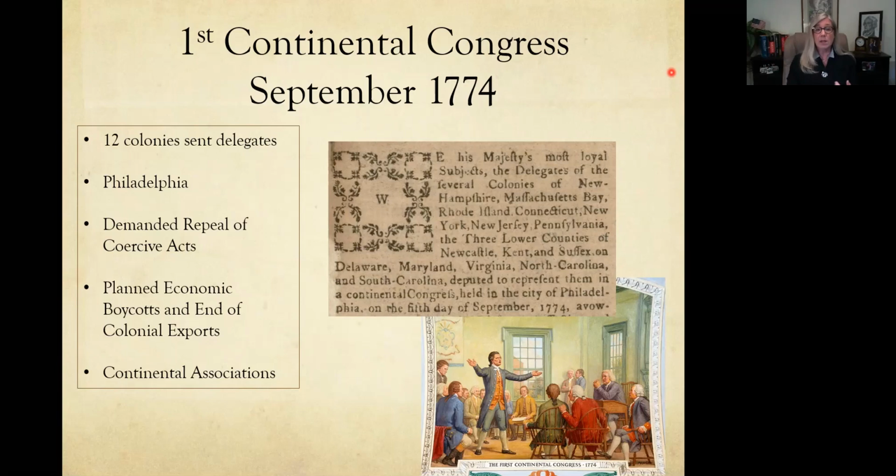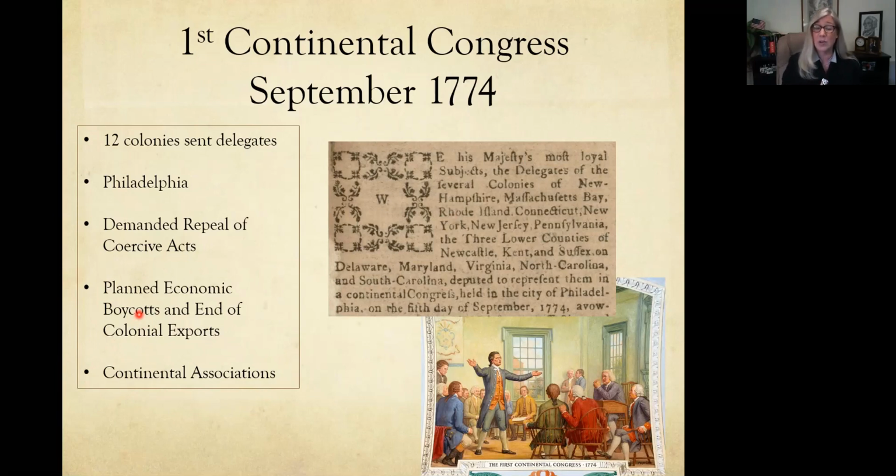They're going to, number one, demand that the Coercive Acts be taken off the board. And number two, they're going to implement another boycott, and it's going to be even more coordinated among all of these colonies. These continental associations are going to make sure that every colony is enforcing the boycott. And notice that they're adding on to this. Not only are they boycotting goods coming in from England, they're now going to stop exporting to England. So they're thinking that that's going to hurt England as well.